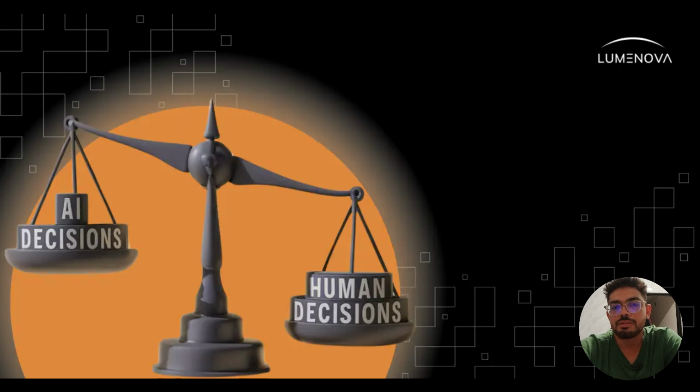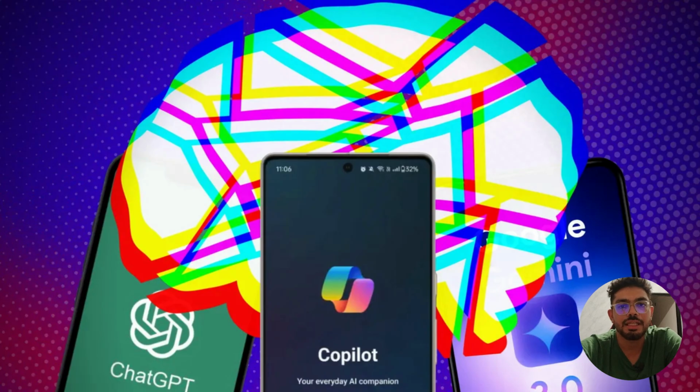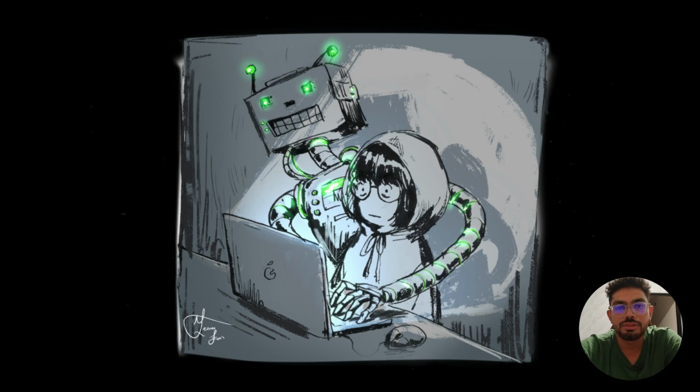Large language models like GPT, Claude, or Gemini sound confident, fluent, and logical, so users trust them and stop questioning them. It's not the AI being evil, it's us being too trusting.